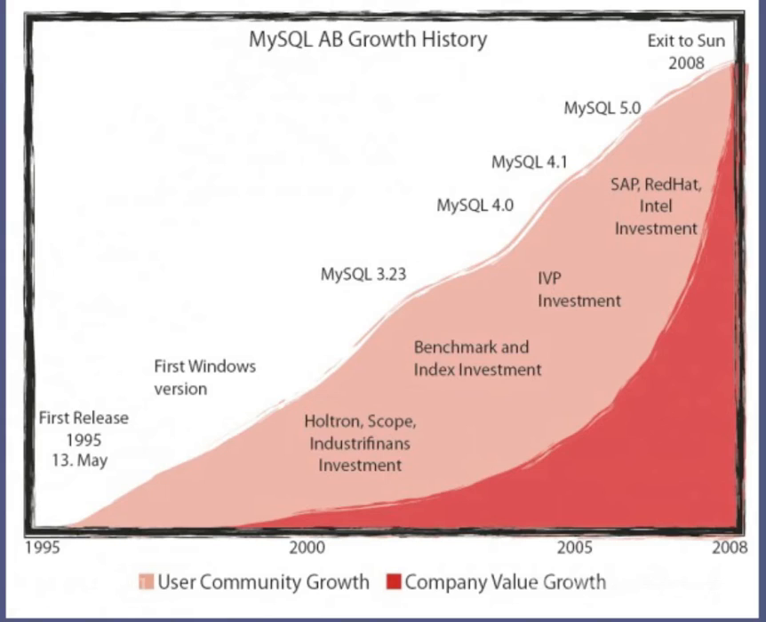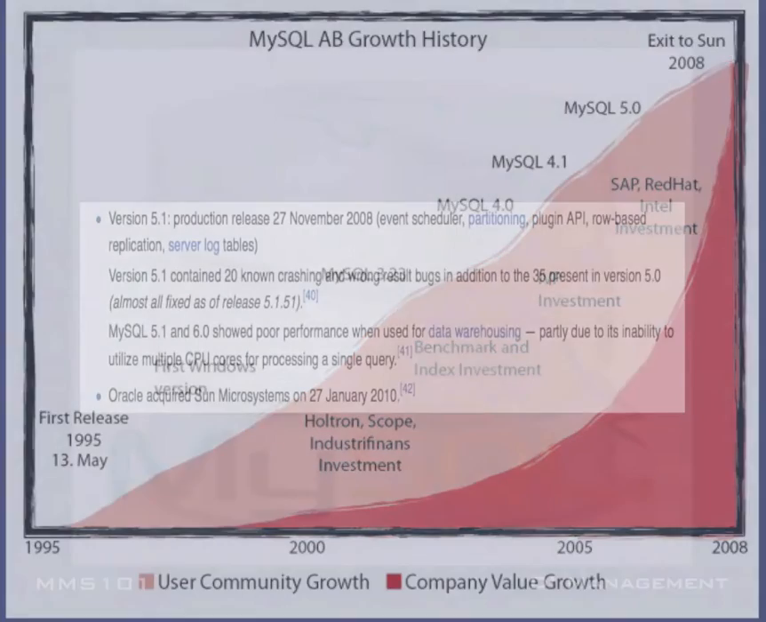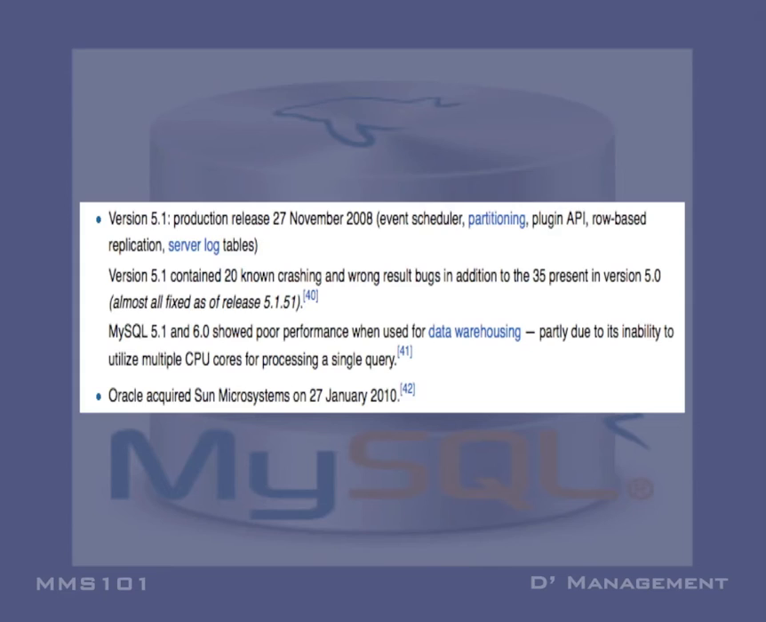Version 5.0 production release, October 2005. Features: cursors, stored procedures, triggers, views, XA transactions. Sun Microsystems acquires MySQL AB on the 26th of February 2008. Version 5.1 production release, 27th of November 2008. Key features: event scheduler, partitioning, plug-in API, row-based replication, server log tables.